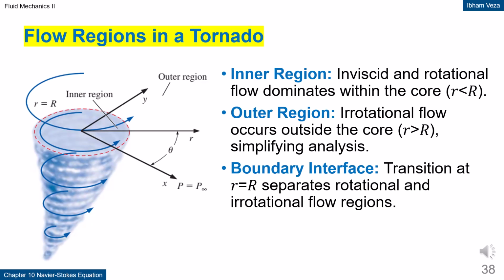Flow regions in a tornado. Tornado flow can be divided into two main regions, the core and the outer region. Inside the core, the flow is rotational and is often modeled as solid body rotation. Outside the core, the flow can be treated as irrotational, making it easier to analyze. The boundary between these two regions is located at a certain radius called R. This division helps simplify the overall modeling of tornado flow.